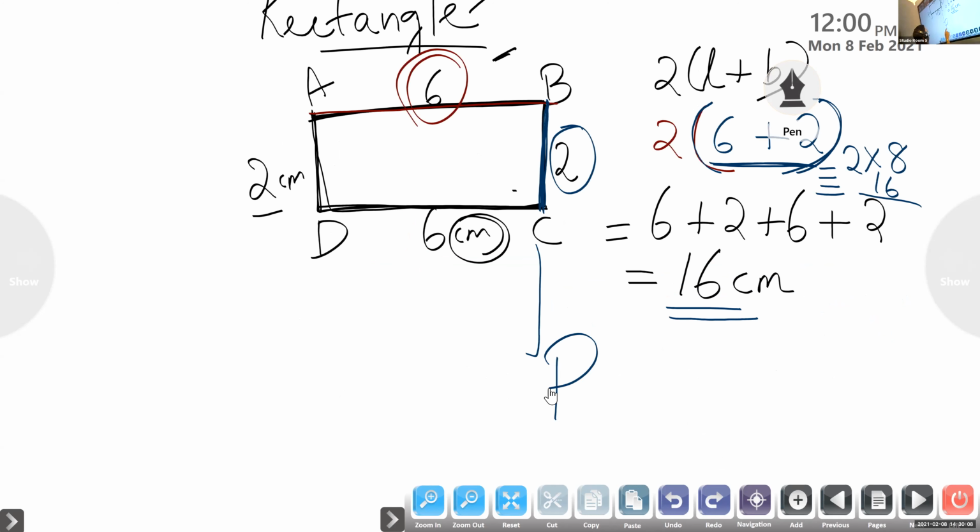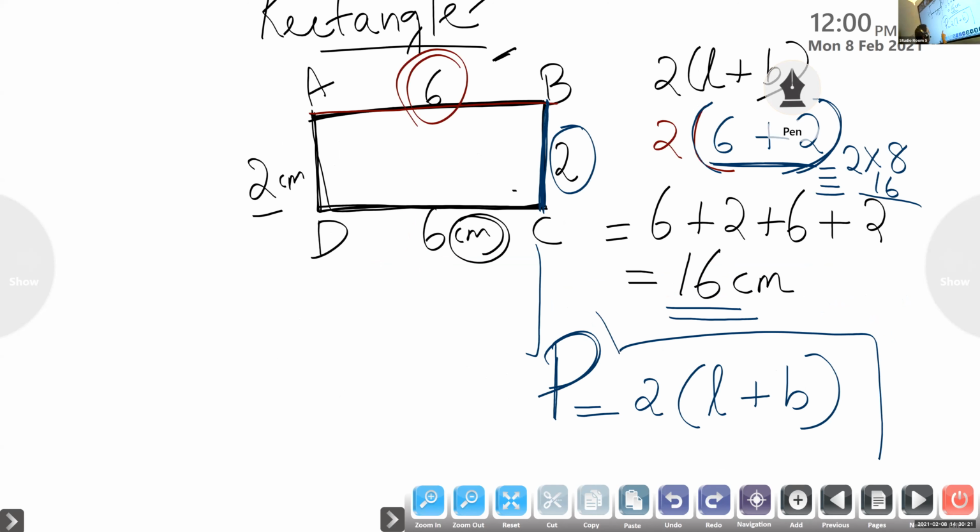It's better to remember the formula, because this is very important. We denote the perimeter by the letter P. For a rectangle, it is 2 times L plus B. Remember this formula. I will ask you now, all the children: perimeter of a rectangle is equal to what? 2 times L plus B. L is length. What is B? Breadth. Length, breadth. Okay.